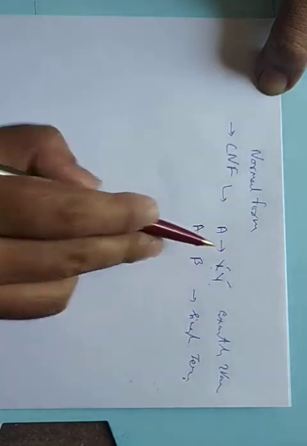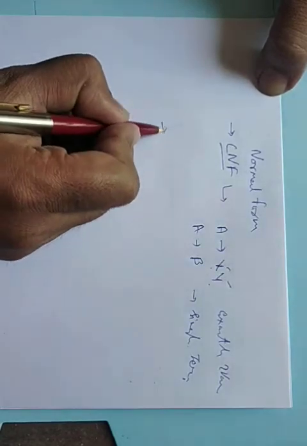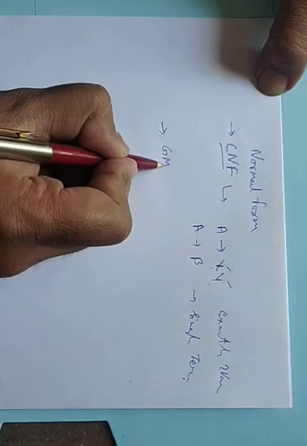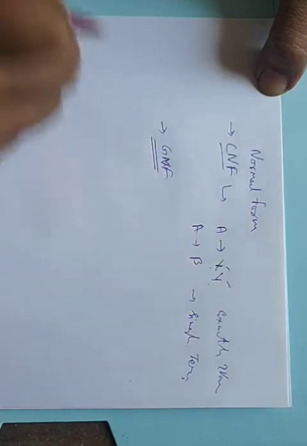So if every production rule is in one of these forms, then the grammar is known as Chomsky normal formalized grammar. Now the next grammar is GNF, Greibach normal form.